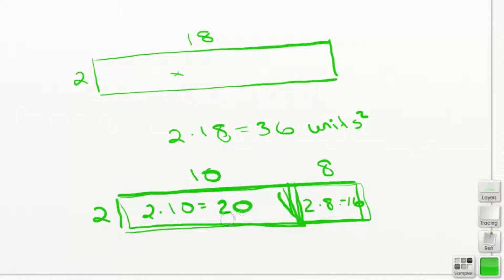All right, so I know that the area of the left rectangle is 20 units squared, and I know that the area of the right rectangle is 16 units squared, or square units. And so 20 and 16 together, we can add it. 20 and 16 together, they should be able to figure out is 36 units squared. And what do you know? We have the same answer, which is always good. All right, we're still not at partial products, but we're getting there.